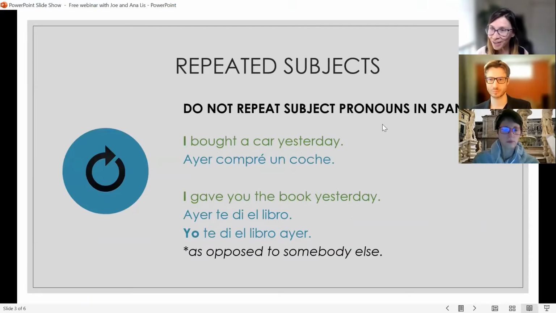Another quick tip: repeated subjects. In English, we have to include subjects in all our sentences. The reason for this is that verbs really don't tell you what the subject is. You have to express it in your sentence.